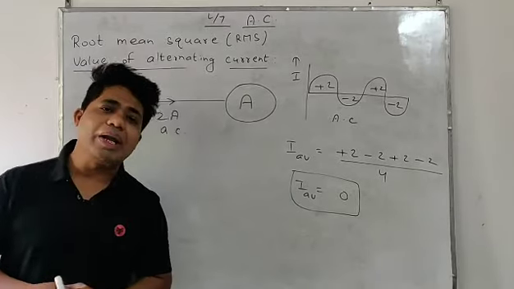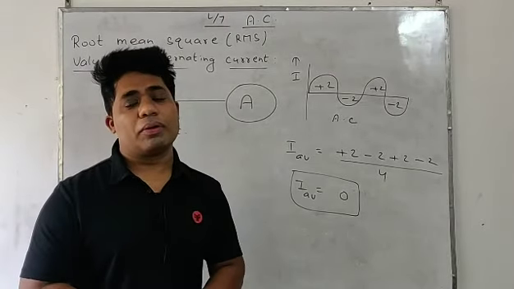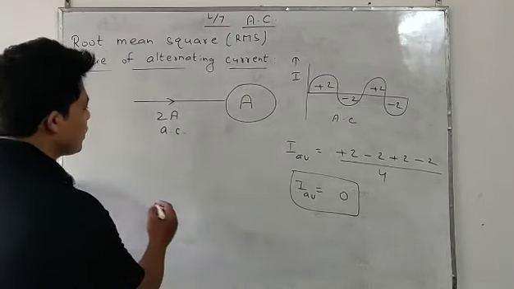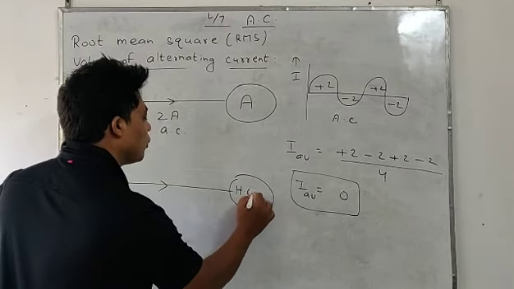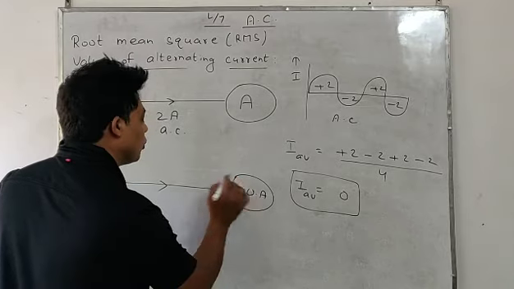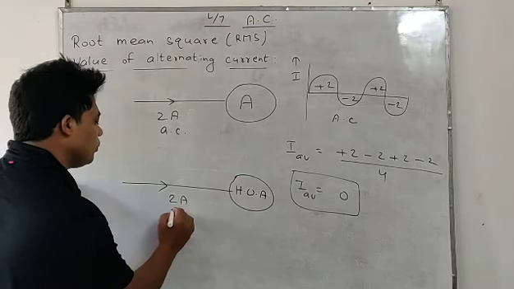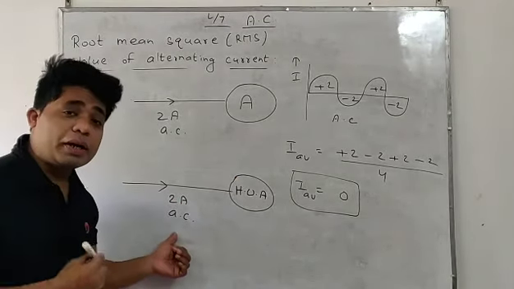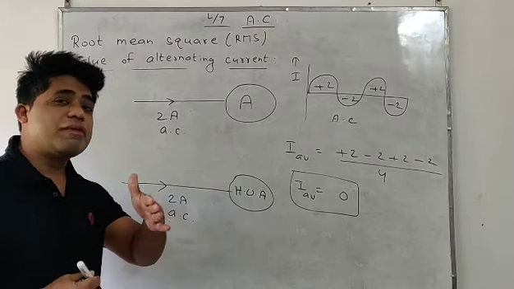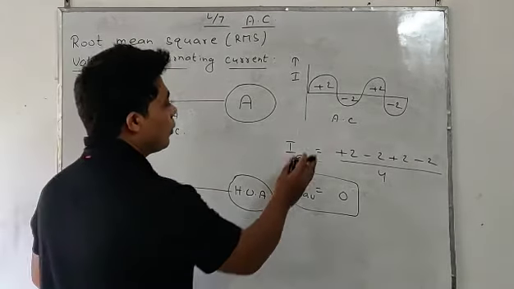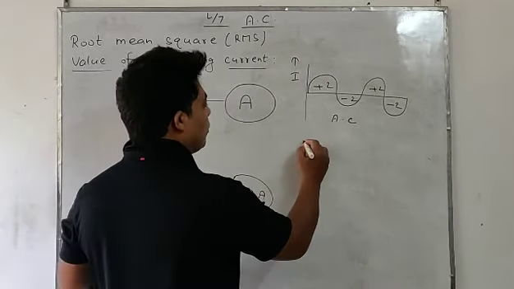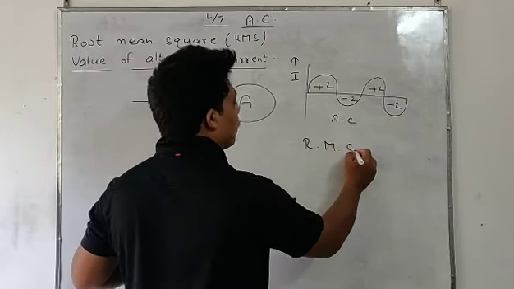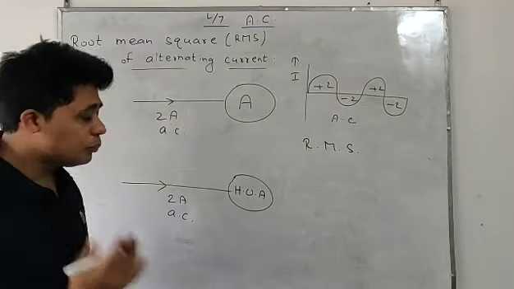So what do we do to find the alternating current? Yes students, we have to use another device, called a hot wire ammeter. What is a hot wire ammeter? I want to calculate 2 ampere alternating current, so I have to use the device hot wire ammeter. How does it calculate? Look, students, a hot wire ammeter calculates the RMS value of current.